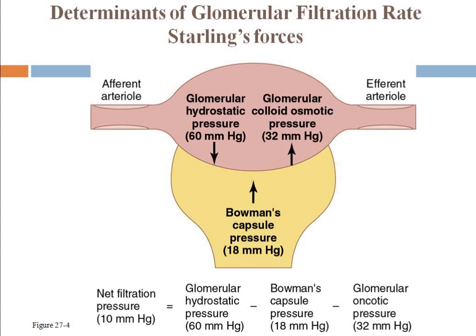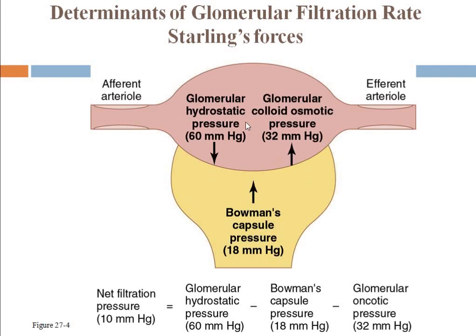Now, what are the determinants of GFR? The most important determinants of GFR are the Starling's forces. Now, what are Starling's forces? Starling's forces are the hydrostatic pressures and the colloid osmotic pressures at various places. Here in this figure, this is a depiction of the glomerulus. This is the afferent arteriole. This one is the efferent arteriole. And this is Bowman's capsule.